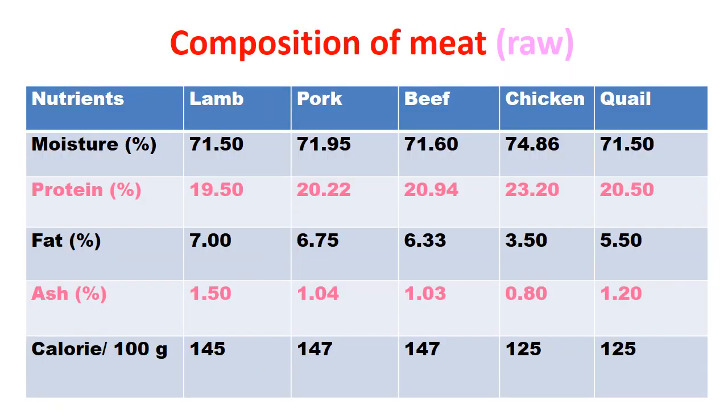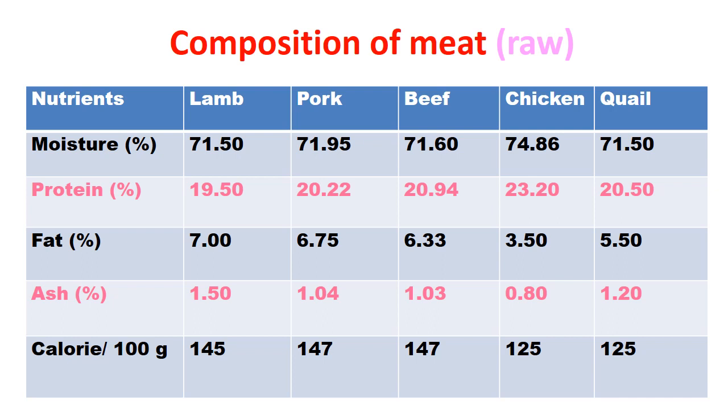So here we will see exactly the chemical composition or approximate composition of meat. Here it is in 5 important species, that is lamb, pork, beef, chicken, and quail. So lamb represents roughly the sheep and goat meat. So first is the moisture content, that is about 71.5%. In pork also almost similar, in beef also almost similar, in quail also. Only in chicken it is a little bit higher side, almost nearing 75%.